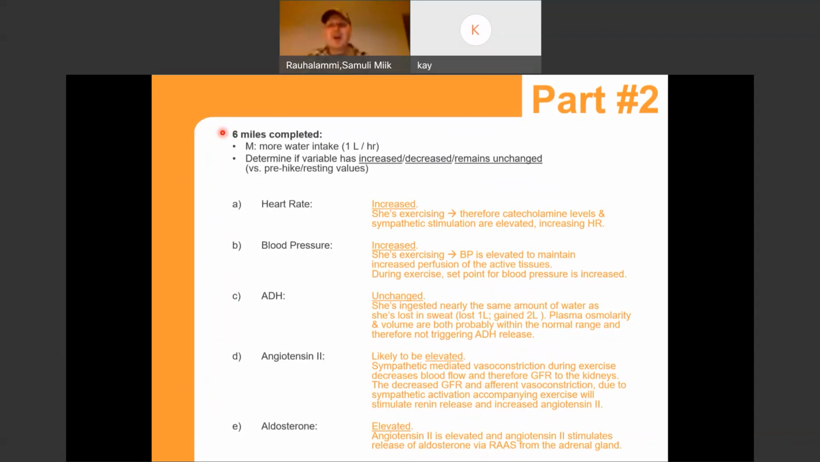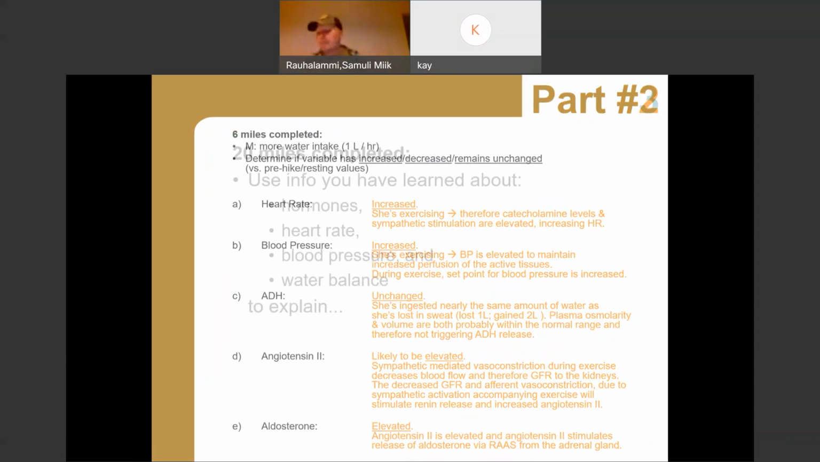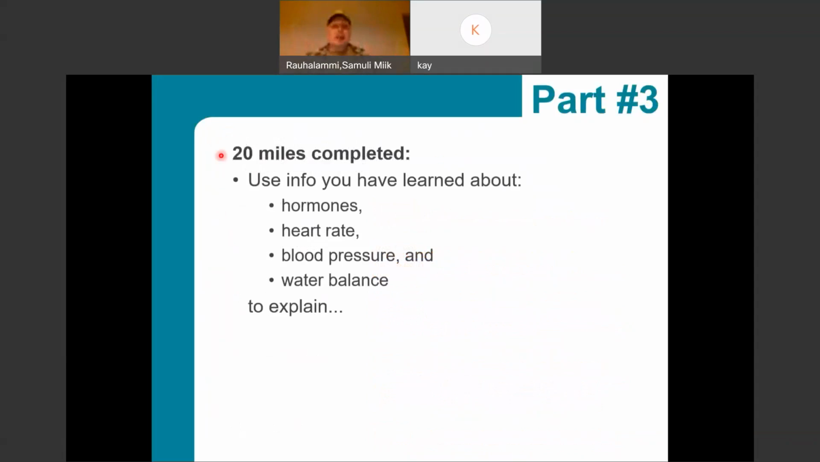So let's have a look at part 3. Part 3 is looking at Carla and Maria now, late into the hike. So they have hiked almost all of the hike. They're about 20 miles completed out of the 24 miles, I think the total length was. So we're going to look at these same values: heart rate, blood pressure, ADH levels, angiotensin 2 levels, and aldosterone levels for both of them.